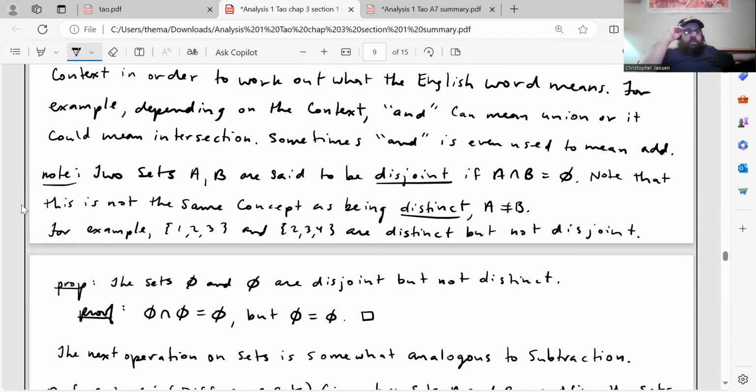All right, just a note here. Two sets A and B are said to be disjoint if A intersect B is empty. Note that this is not the same concept as being distinct, which means that A is not equal to B. For example, the set containing 1, 2, 3 and the set containing 2, 3, 4 are distinct, but they're not disjoint because they have non-empty intersection. The intersection is the pair set containing the numbers 2 and 3.